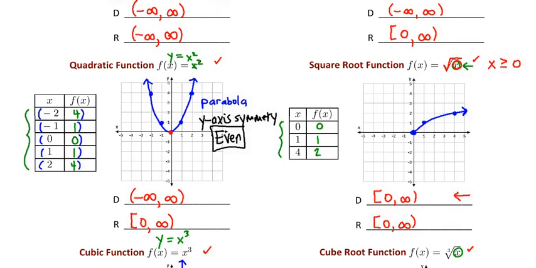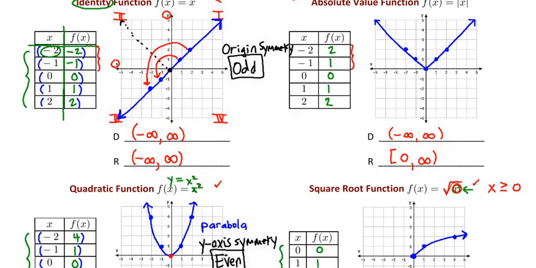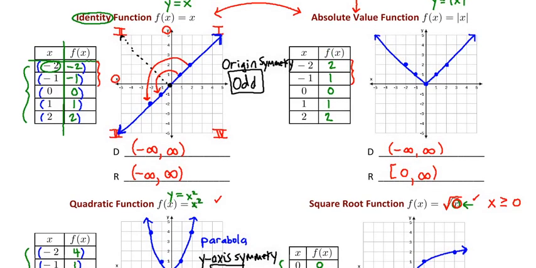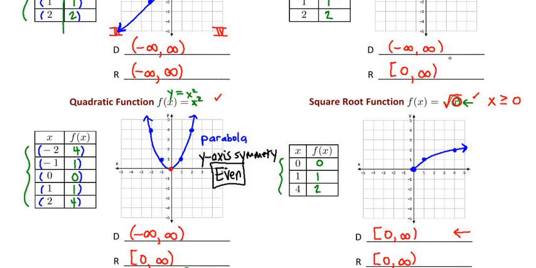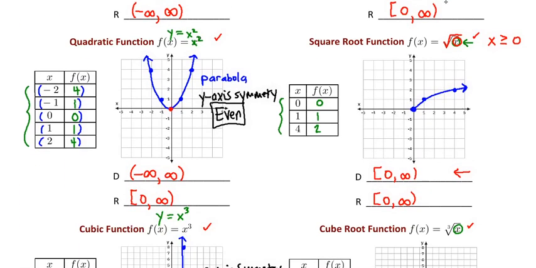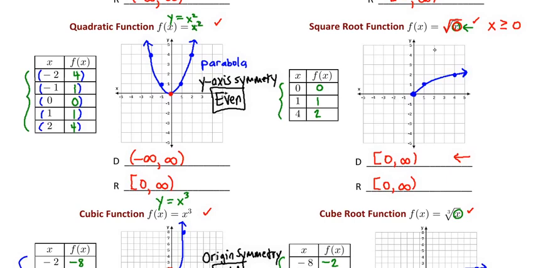Scrolling back up here to look at our absolute value of x function. This one we could fold in half on the y-axis and observe y-axis symmetry. Therefore, it is an even function. So the identity function is odd, the absolute value function is even. The square root function has neither type of symmetry because there's nothing over here on the left side for it to reflect or anything down below here to create either y-axis or origin symmetry. This one is neither even nor odd.